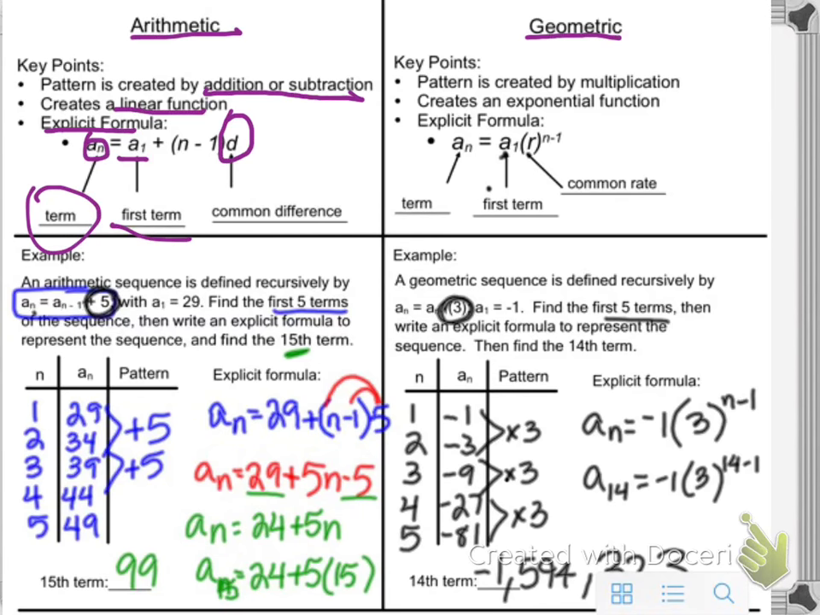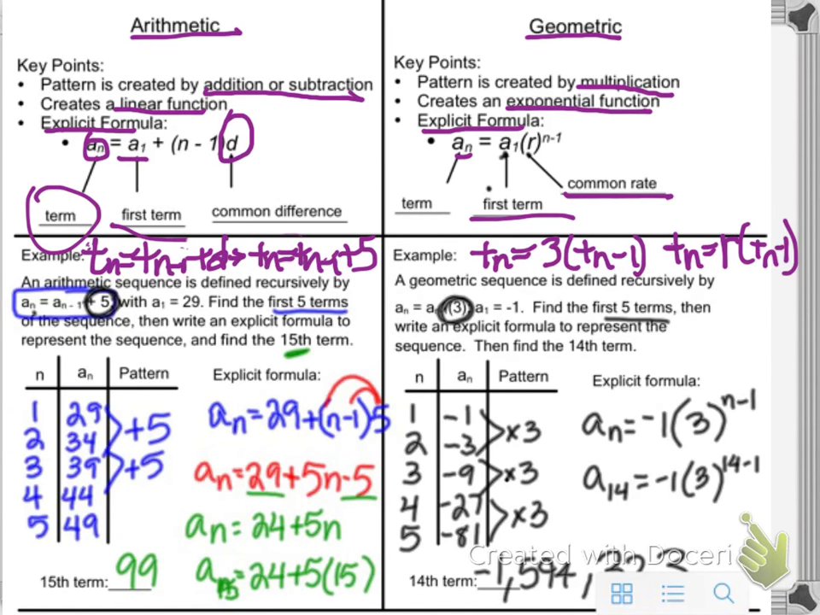Geometric key points: the pattern is created by multiplication. It creates an exponential function. The explicit formula: a sub n equals a sub 1 times r to the n minus 1. So right here is your first term, and that'd be whatever term you're looking for. A sub 1 is your first term, and the next is the common ratio. And that's just whatever you're multiplying or dividing by to get to the next term.